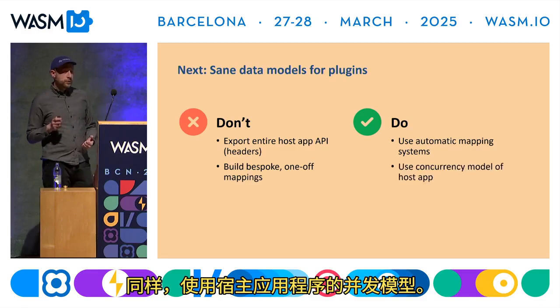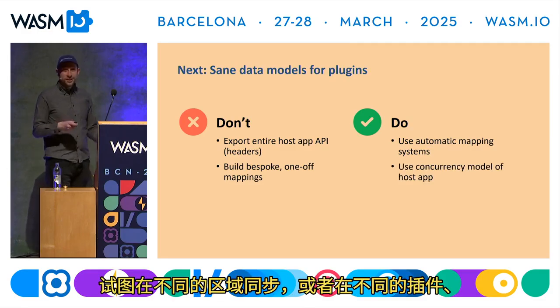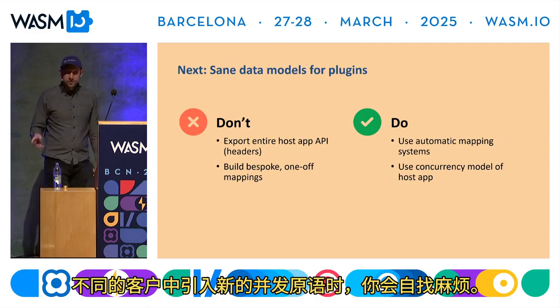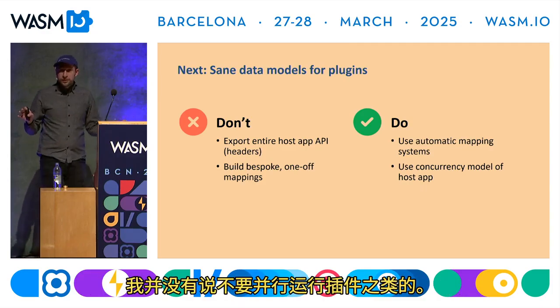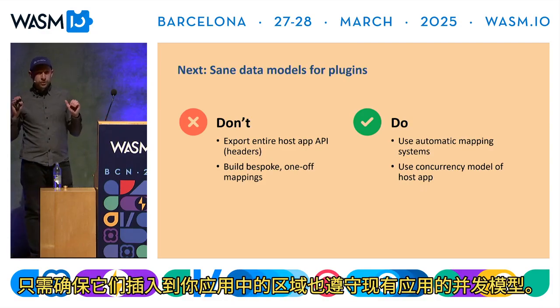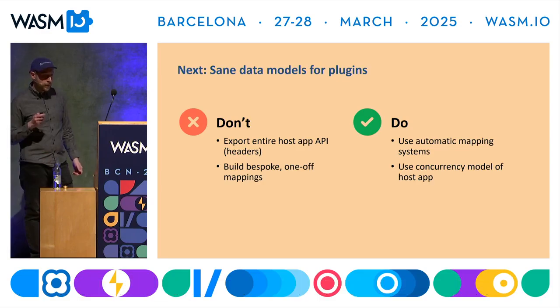Likewise, use the concurrency model of the host app. You can get yourself into trouble if you try to synchronize across different areas, if you try to introduce new concurrency primitives within different plugins, different guests. I'm not saying not to run plugins in parallel or anything like that. Just make sure that the areas they slot into your app respect the existing app's concurrency model as well.